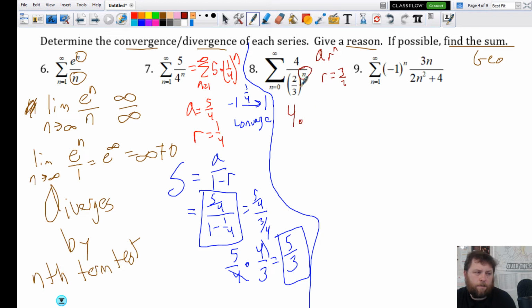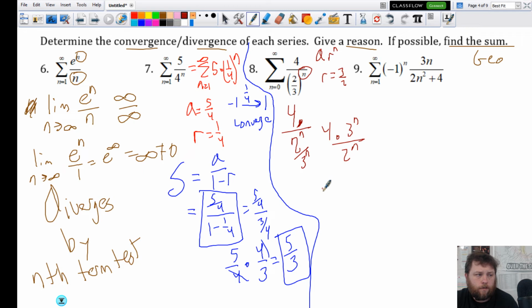This is to the nth power. Think of this as 4. I'm going to rewrite this as 2 to the n over 3 to the n. If you're dividing by that, it's the same thing as multiplying by the reciprocal. So 4 times 3 to the n over 2 to the n. So 3/2 is actually our fraction, because it's on the bottom. Don't fall for that trap.